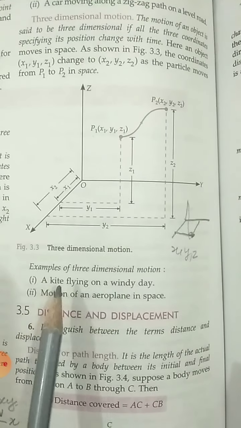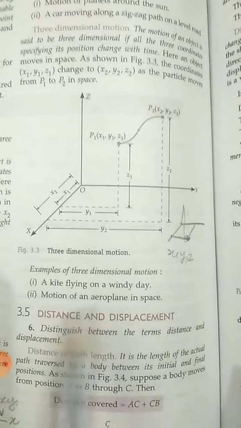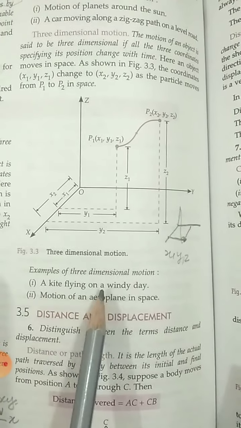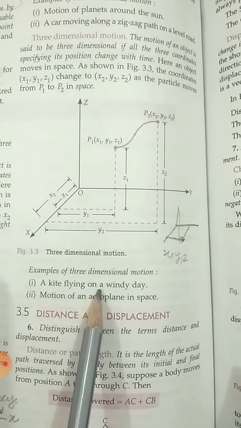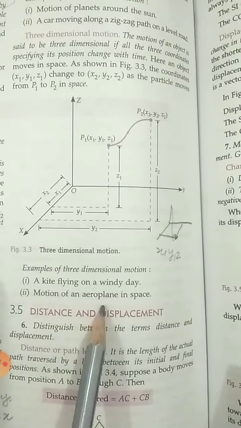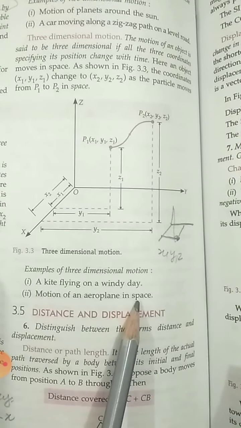And examples are a kite flying on a windy day. It moves up and down, left, right, forward, backward, and you can have the three coordinate axes there. So that is under the category of three-dimensional motion. Then the motion of an aeroplane in space is also considered as three-dimensional motion.